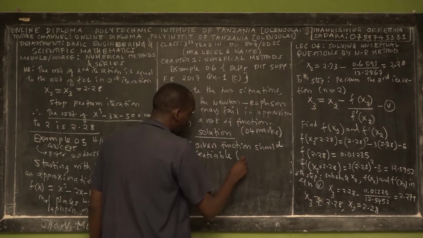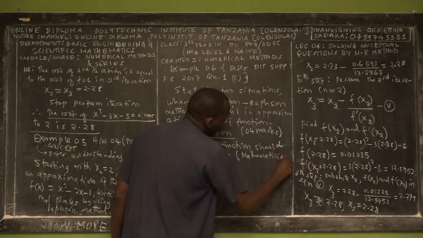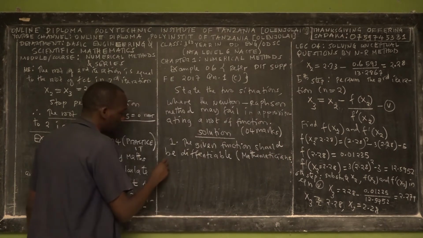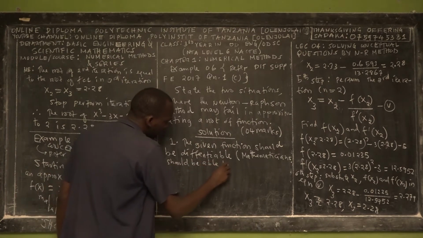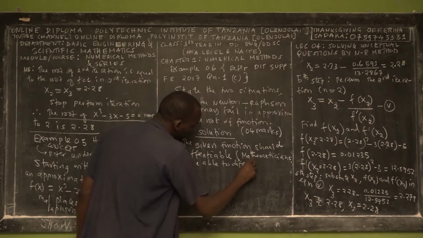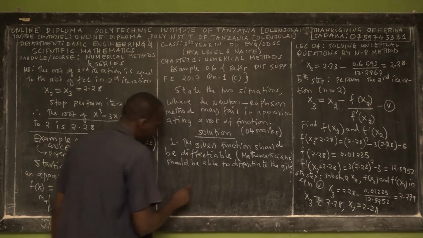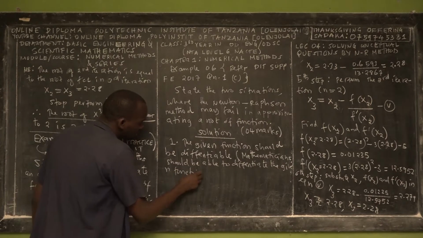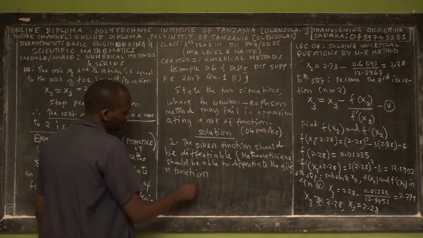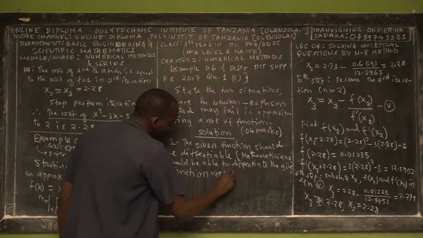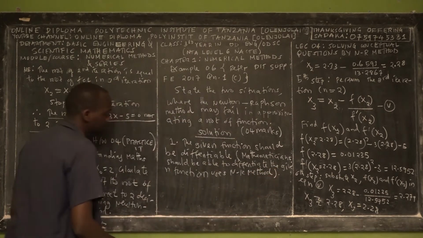It means that mathematicians should be able to differentiate the given function, the given function that uses the Newton-Raphson method. That's the first condition.